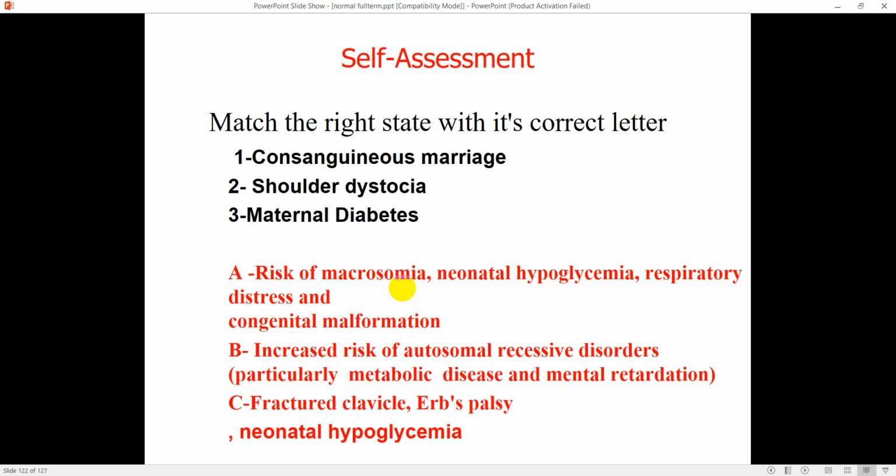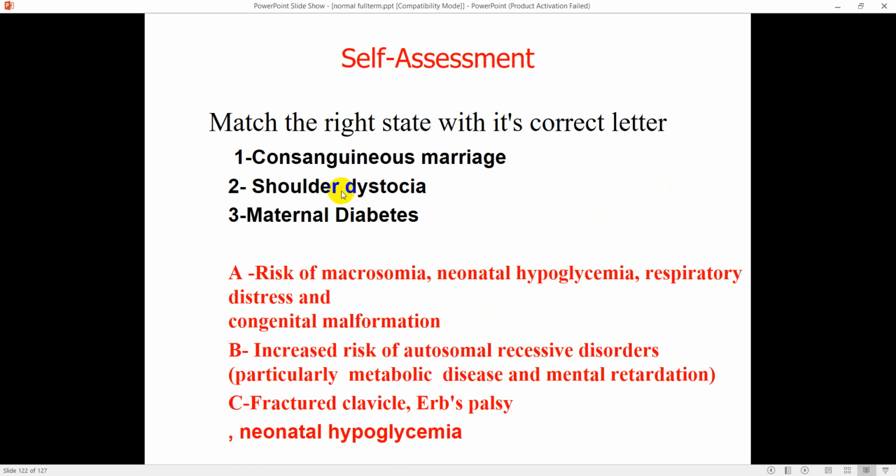We have 3 states: consanguineous marriage, shoulder dystocia, maternal diabetes. I will read the solution as an example. Of course, consanguineous marriage is associated with increased risk of autosomal recessive disorder like metabolic disease. So number 1 will take letter B.